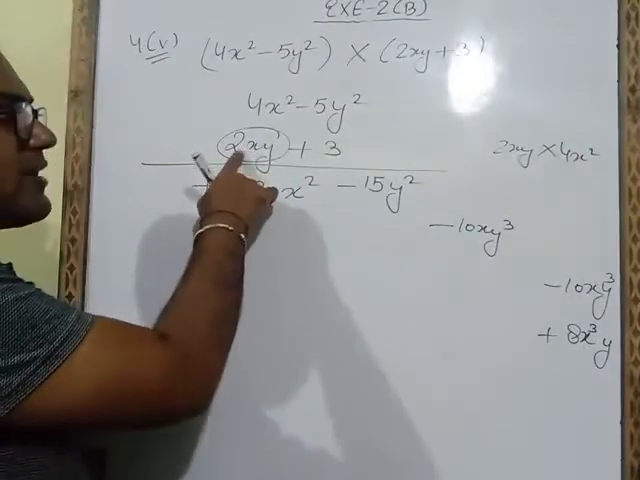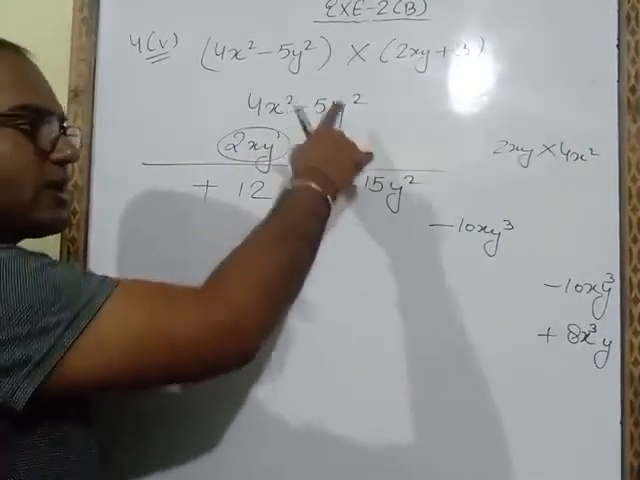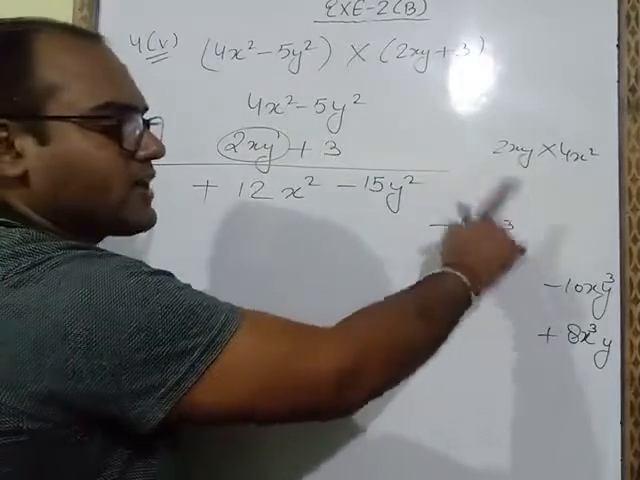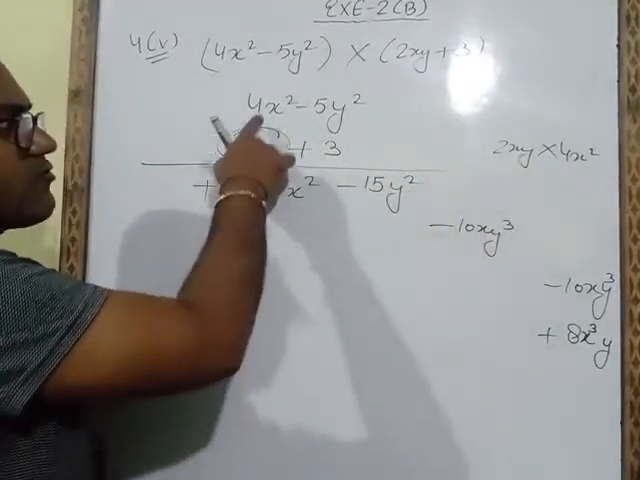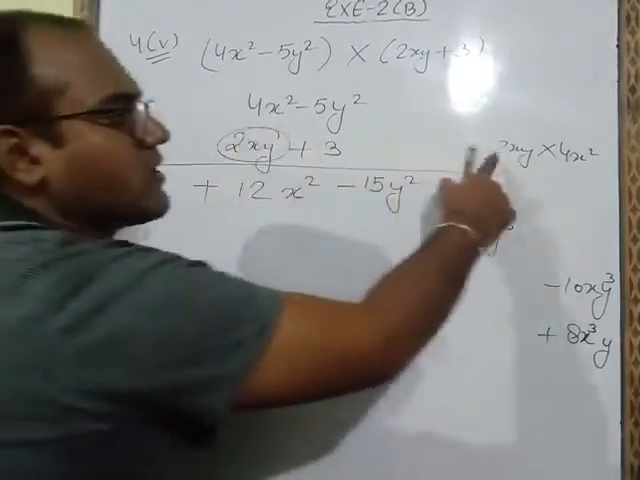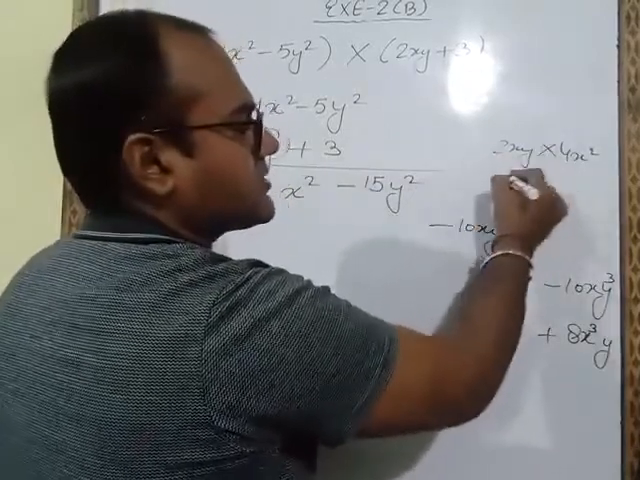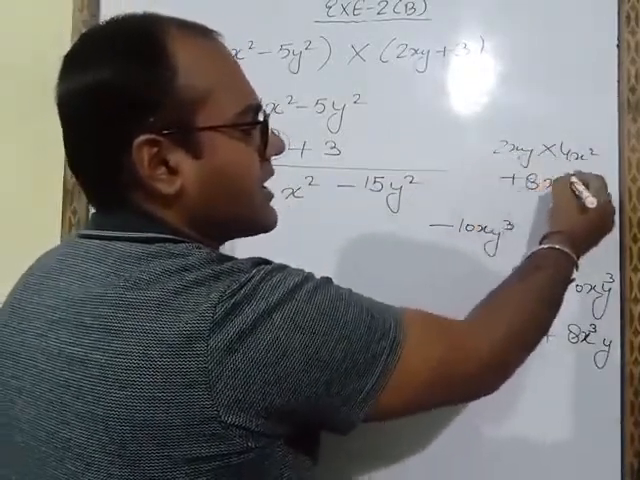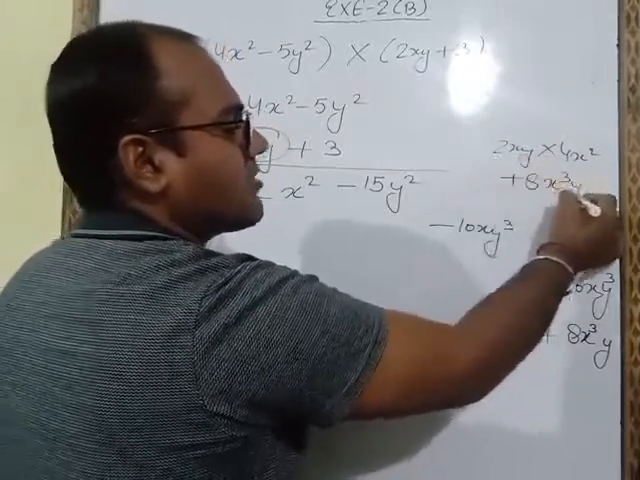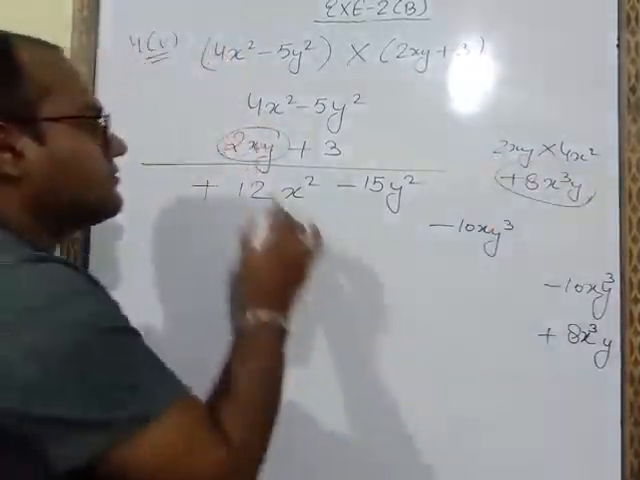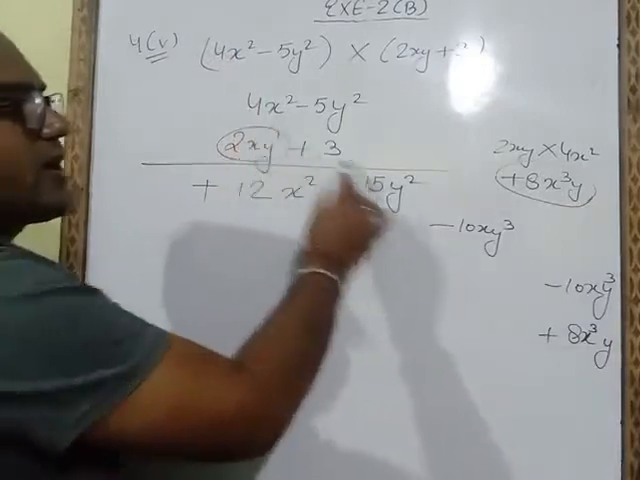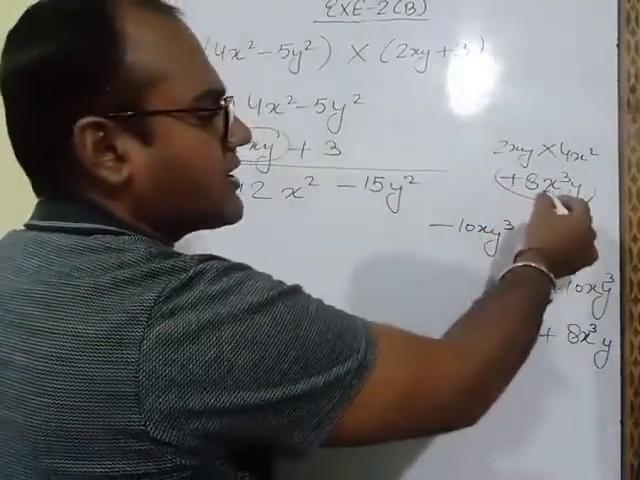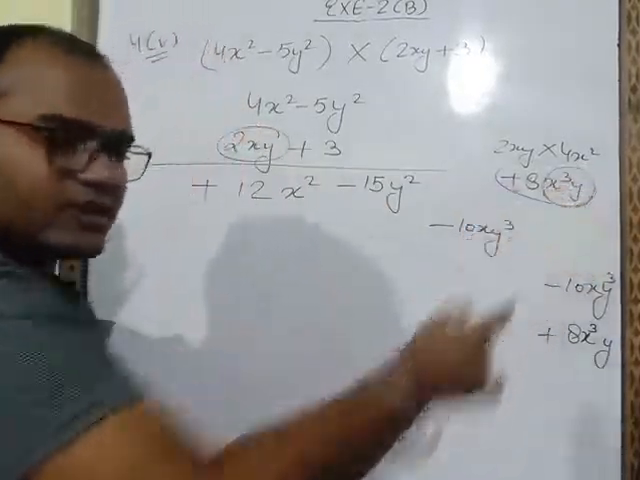Earlier we had multiplied 2xy with minus 5y square, and our answer is minus 10xy cube. Now 2xy we have to multiply with 4x square. So when we will multiply these two, plus plus plus, 2 4 ja 8, x into x square will be x power 3, and this y also. So 2xy into 4x square is 8x cube y. Alphabet is x power 3y.